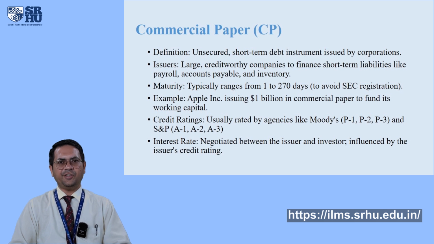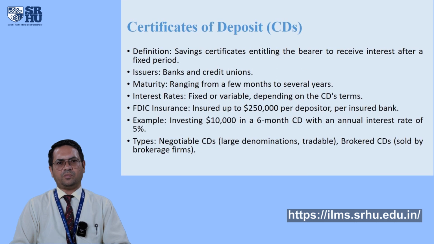Actually, the interest rate on commercial papers is negotiated between the issuer and the investor and heavily influenced by the credit rating of the issuing company. For instance, companies like Apple or Microsoft, who have good top-tier credit ratings, can issue CPs at very competitive rates. Now, let's move to the next instrument of the money market, that is known as CDs, or certificates of deposit, actually.